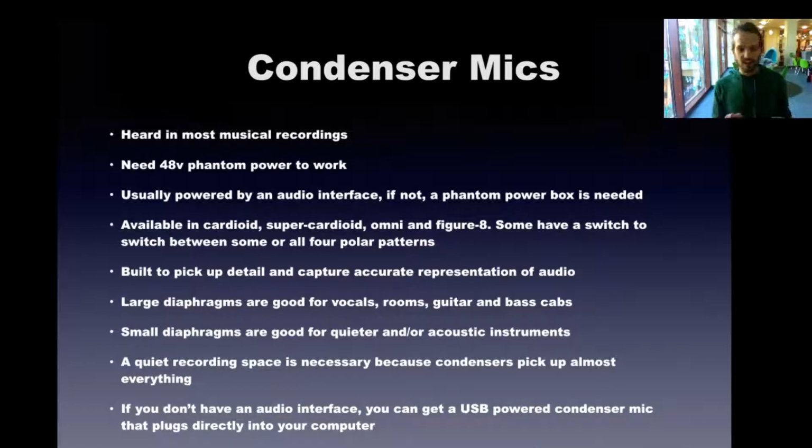The way they work, there's a diaphragm inside of it that vibrates against the back plate based on how much velocity is coming in. There are large diaphragm condenser mics, and those are good for vocals, capturing room sound, and placing at a reasonable distance from a guitar or a bass cab. And then there are small diaphragm condenser mics. Those are better for quieter instruments, acoustic instruments, things like that.